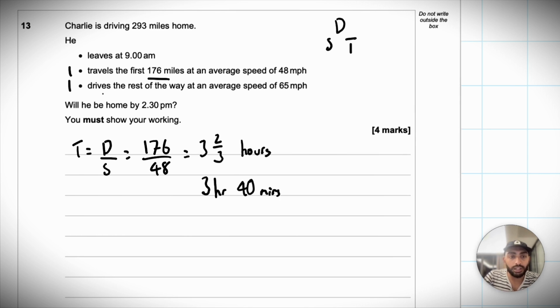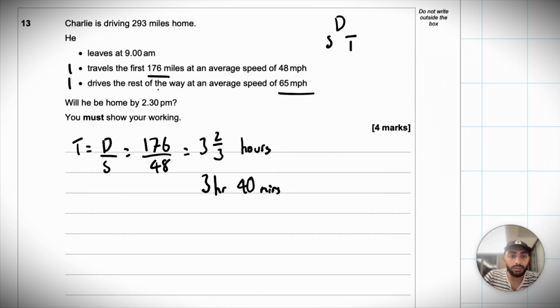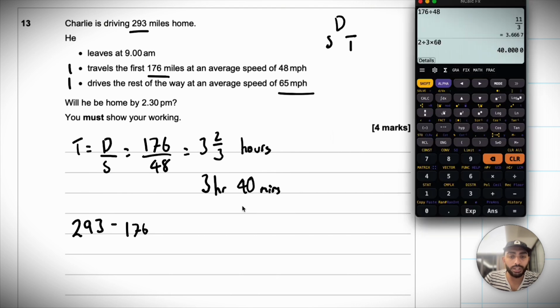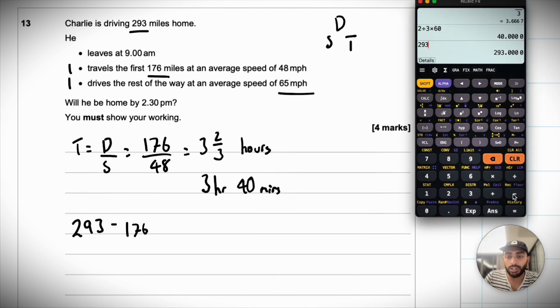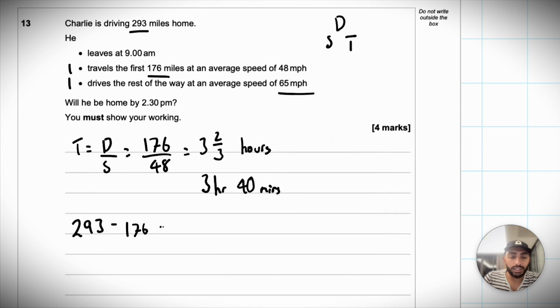Next part of the journey, he drives the rest of the way at an average speed of 65 miles per hour. We need to work out the distance that he's traveled for this part of the journey. So he travels 293 miles in total, and he's already traveled 176 miles. So 293 take away 176, which gives me 117. That's the distance that he's traveling now.